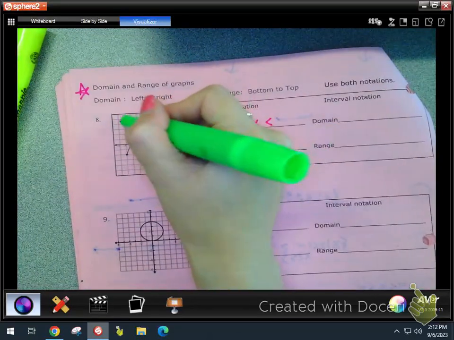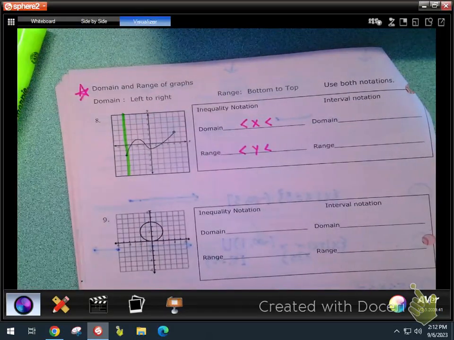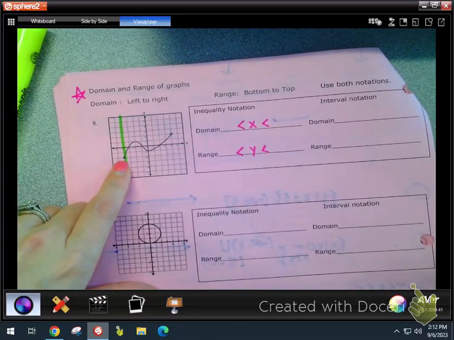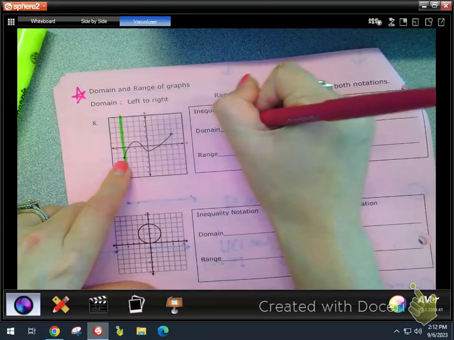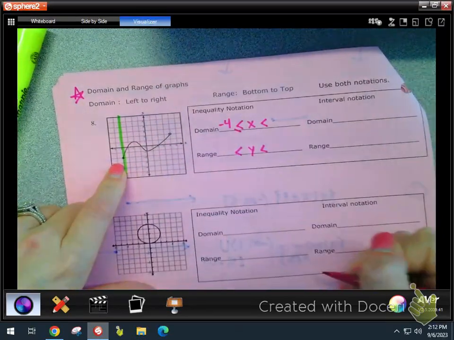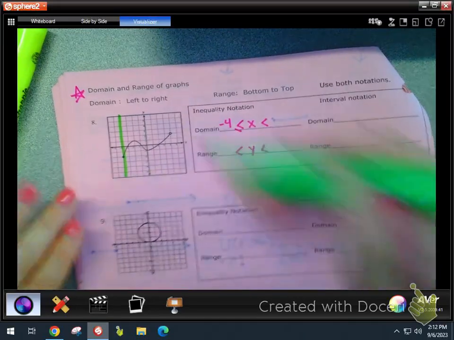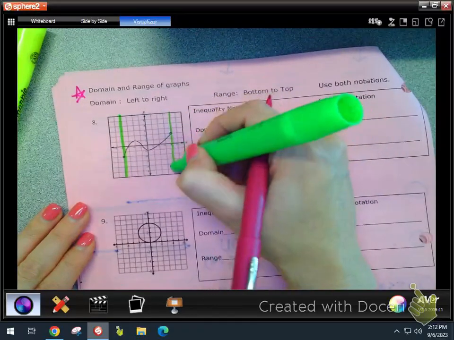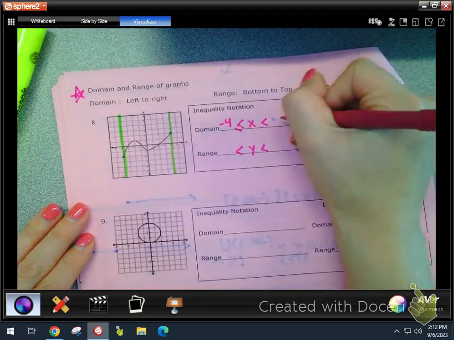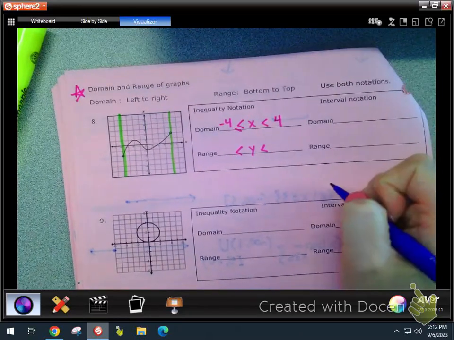But I'm going to put my leftmost x value, because I'm doing domain first. What x value is our left boundary? This is a terrible picture. -4, and it's a closed circle, right? So I'm going to put a less than or equal to x. And then what about my right boundary? It's open, so I'm not going to put an or equal to, but what x value is that at? +4. Okay? Let's take that to interval notation real quick.